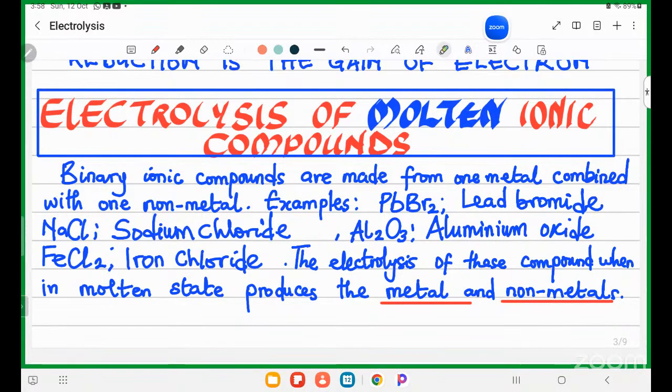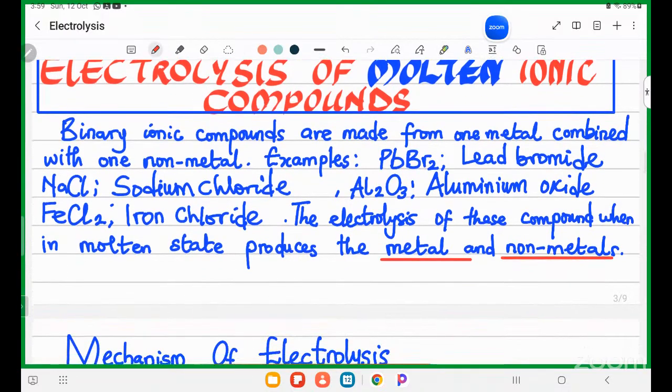For instance, this is lead bromide. It's formed from lead and bromine. This is sodium chloride, from sodium and chlorine. This is aluminum oxide, from aluminum and oxygen. We have iron chloride, iron and chlorine. So the electrolysis of this compound, when in molten state, produces a metal and a non-metal. That's the objective. So when they ask you what would be the product of the electrolysis of lead bromide, for instance, you say lead and bromine.